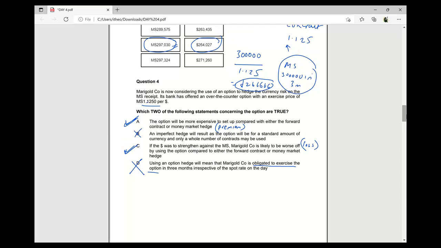Faizan, Part B says that imperfect hedge will result. An option does not create an imperfect hedge. It creates a perfect hedge. That's what is written in the Kaplan text.